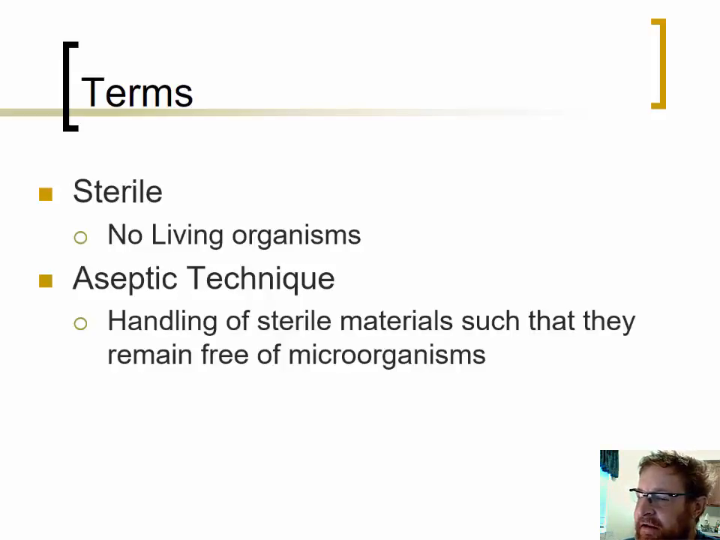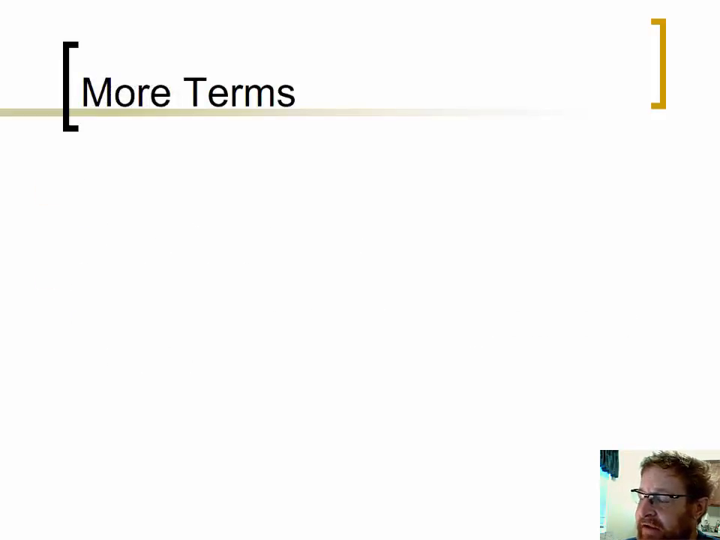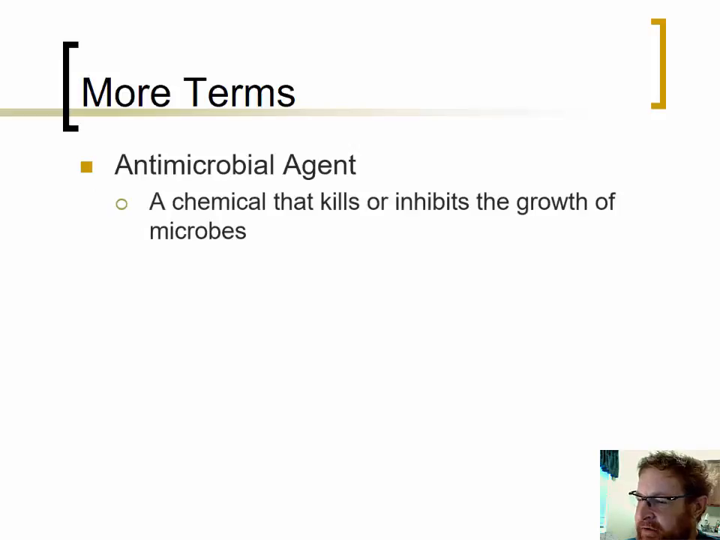Aseptic technique. In aseptic technique, this is a method of handling sterile materials so that we don't introduce any microbes into it, or so that they'll remain free of microbes. Aseptic technique is the way you deal with bacteria, say, in a laboratory.